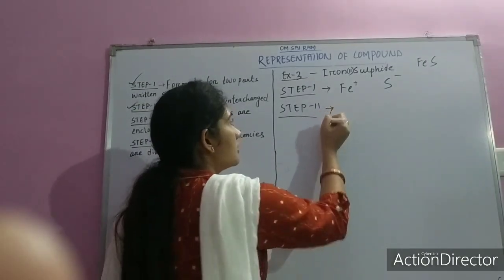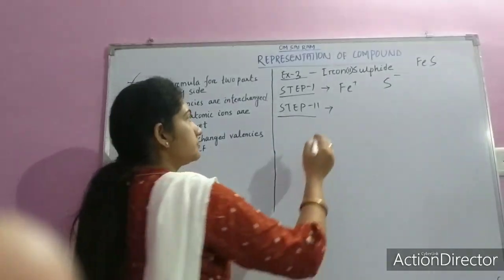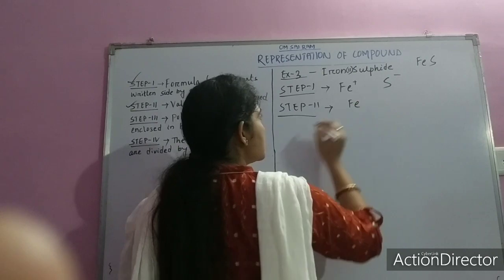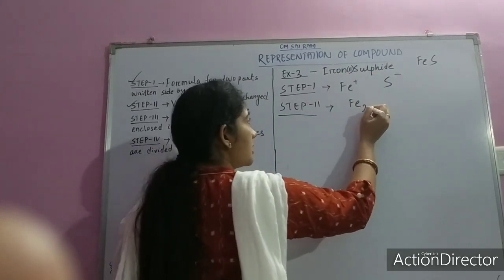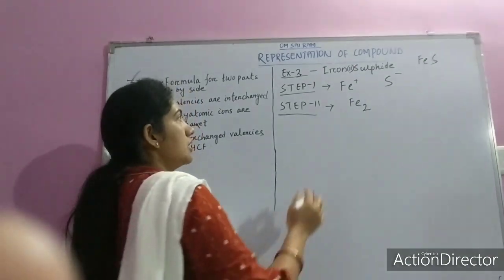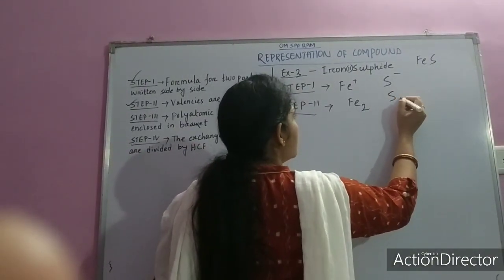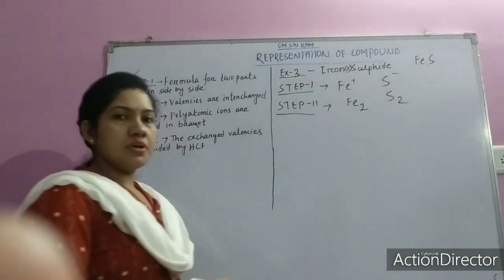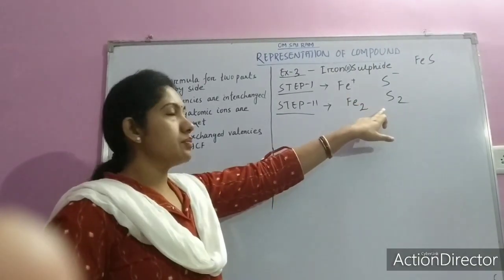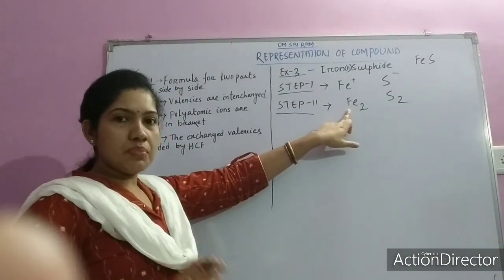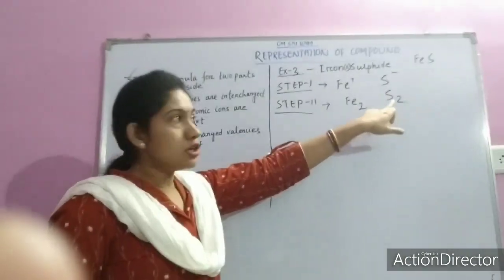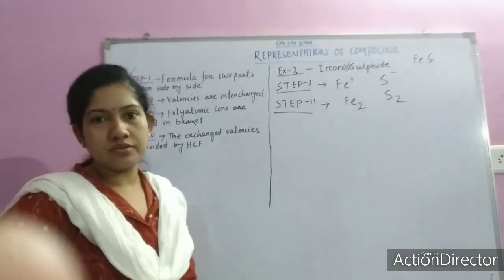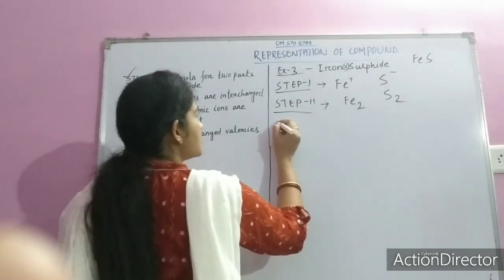Step 2, we have to write the valency. What is the valency of ferrous here? Obviously 2. In bracket I have written 2. It can lose 2 electrons. What is the valency of sulfur? 2. Does it have any polyatomic ion? No, it does not. We simply have two elements, ferrous and sulfur, so we need not enclose it in bracket. Got it? Now, step 3.